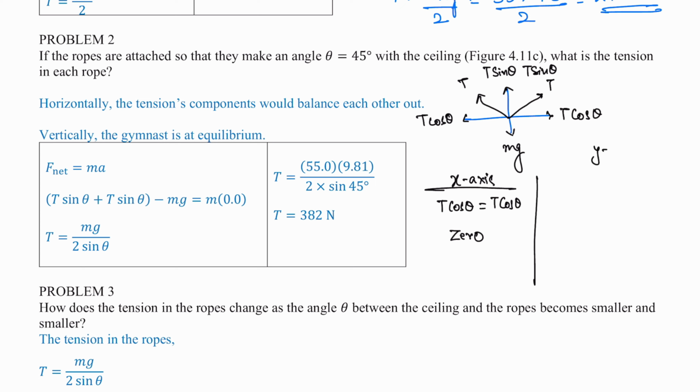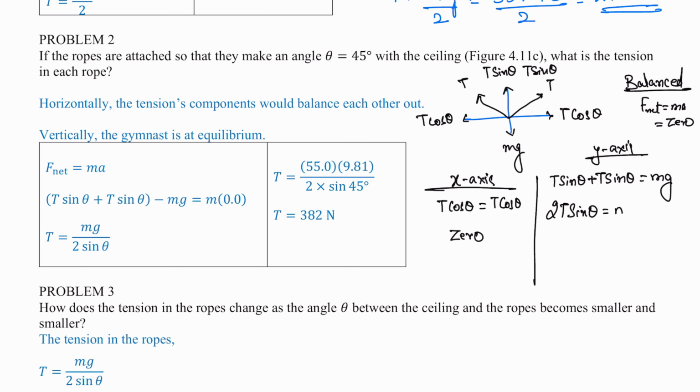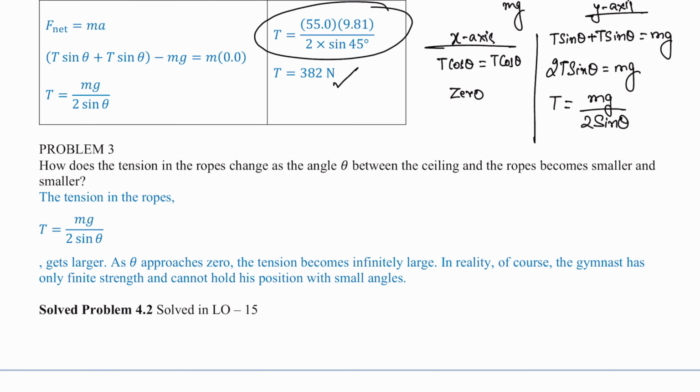On the y-axis, how many forces? T sine theta plus T sine theta is equal to mg, because the body is balanced. If the body is balanced, F net, which equals ma, equals 0. So 2T sine theta is equal to mg. What we are looking for is tension, so T is mg divided by 2 sine theta. Place the values and get the answer.